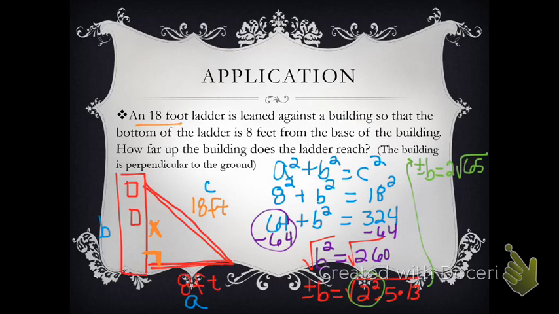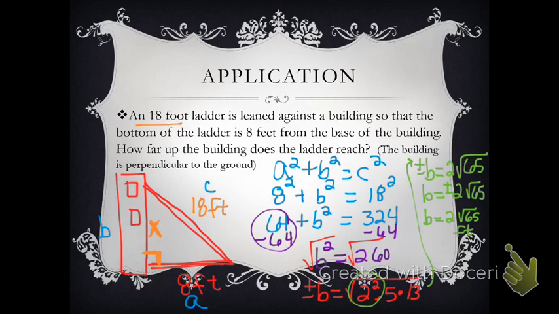And then I would divide both sides by plus or minus 1 and you'd get plus or minus 2 root 65. Remember that in this case, b is a distance, and it doesn't make sense to have a negative distance. So really we only have one answer. b equals positive 2 root 65 feet.